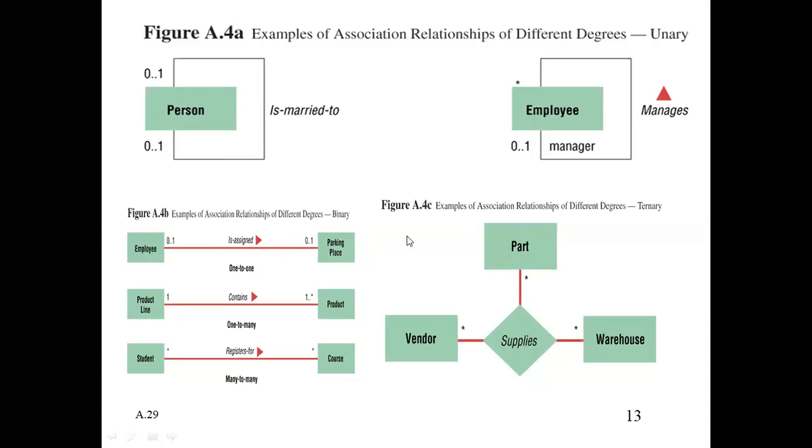This is a unary relation. When there are two entities involved, we say this is a binary relationship. And when there are three entities involved, like part, vendor, and warehouse, this relationship is called a ternary relationship, as these three entities are interacting with each other through supplies. A vendor supplies a part to the warehouse. These have a many to many relationship.